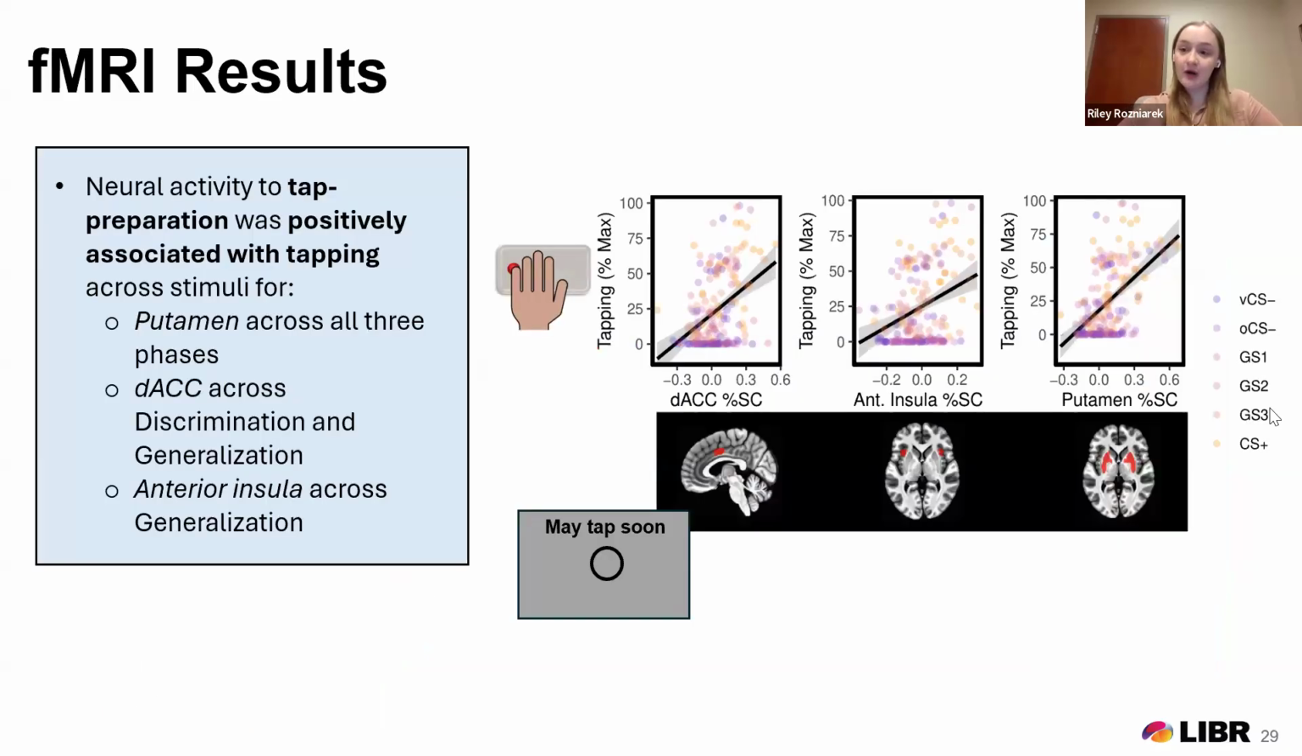The most interesting MRI results, in my opinion, were when we looked at neural activity to the tap preparation phase and how that was associated with tapping. So these graphs are looking at, as neural activity is increasing, what the percentage of tapping compared to their max taps was. And we can see that in the putamen across all phases of the task, higher neural activity was associated with greater tapping or repetitive threat neutralization behavior. And then this was the same for the dorsal anterior cingulate cortex across discrimination and generalization, as well as the anterior insula across generalization.